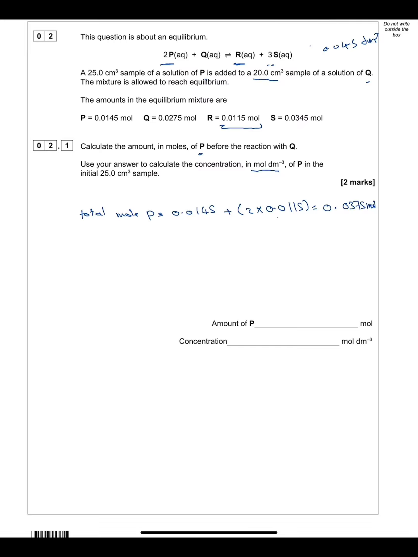Then they ask you to use this answer to calculate the concentration in mole per decimeter cubed of P in the initial 25 centimeter cubed of the sample. Of course, the concentration equals the number of moles over the volume in decimeter cubed, so 0.0375 divided by the volume in decimeter cubed, which is 0.025, and that will give you the concentration, which is 1.5 mole per decimeter cubed. So amount of P is 0.0375 and concentration is 1.5 mole per decimeter cubed.